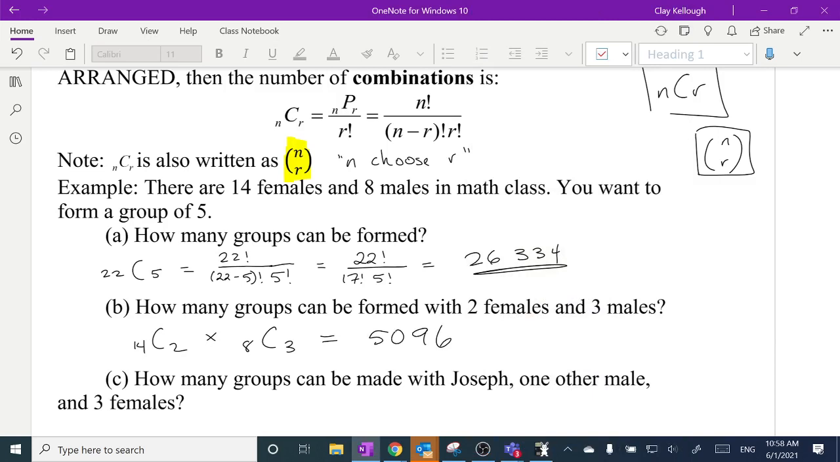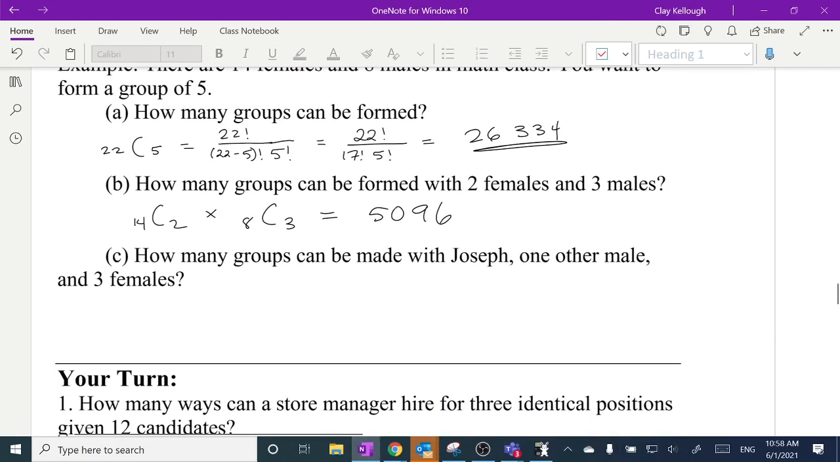Okay. How many groups can be made with Joseph, 1 other male, and 3 females? Now, I know this may sound weird, but you don't have to actually calculate picking Joseph, right? There's only one way to pick a specific person. So I guess you could say that picking Joseph is 1 choose 1. And if you do the math on that, what's 1 choose 1?